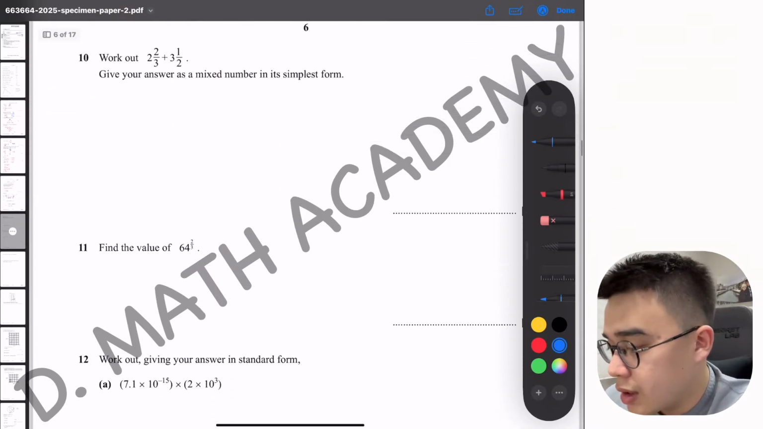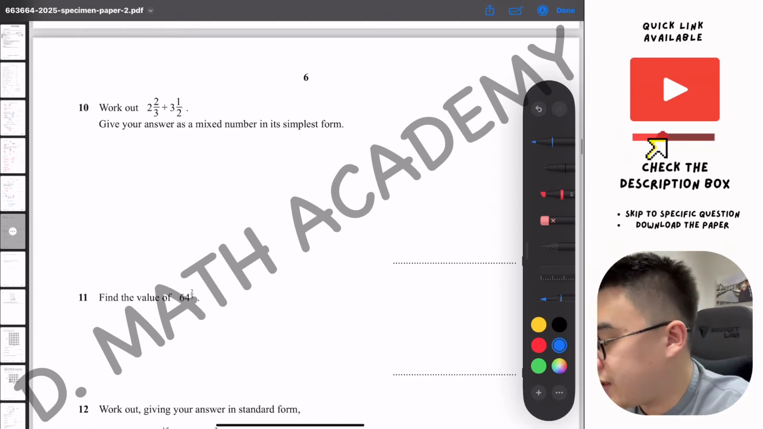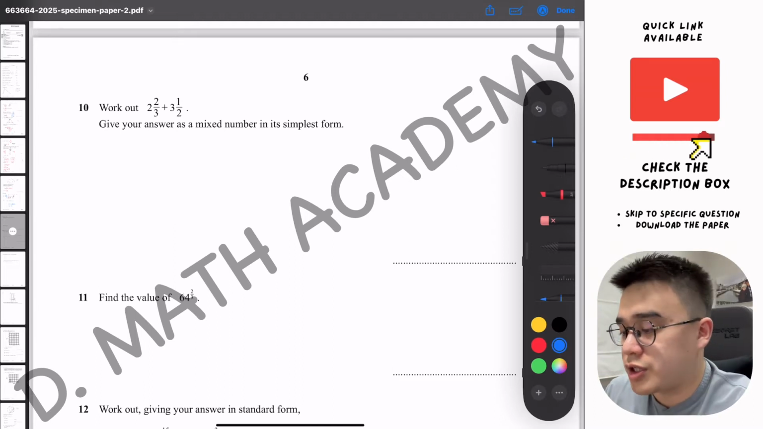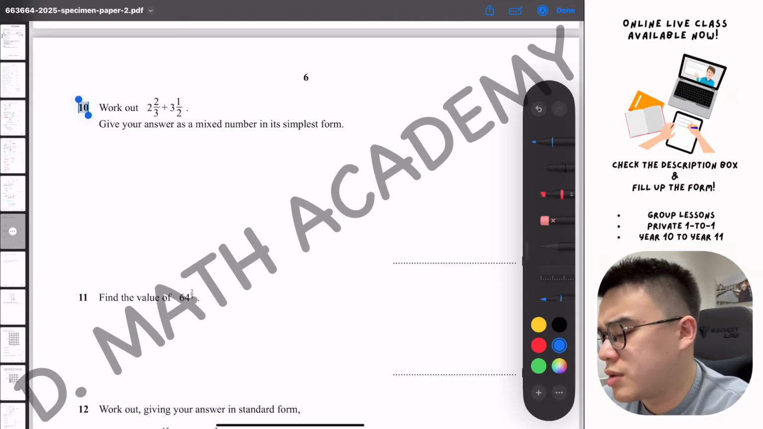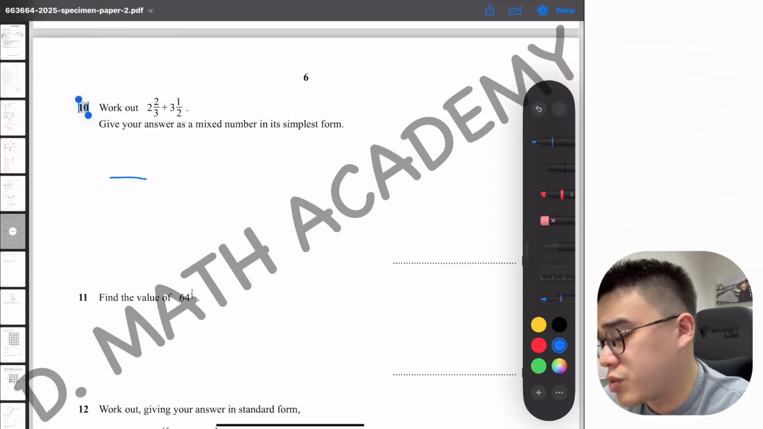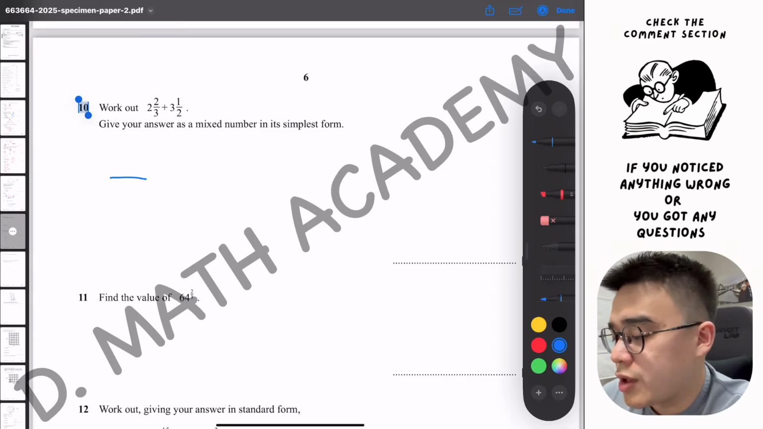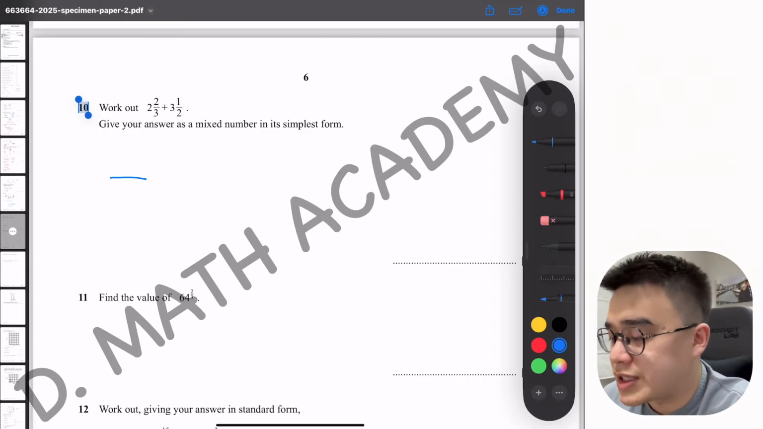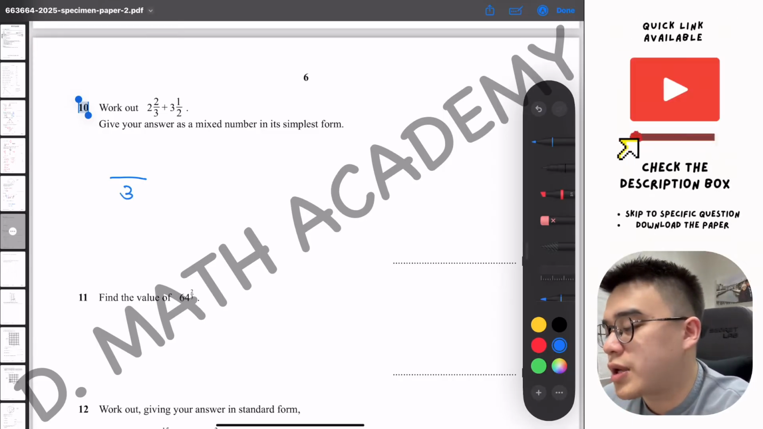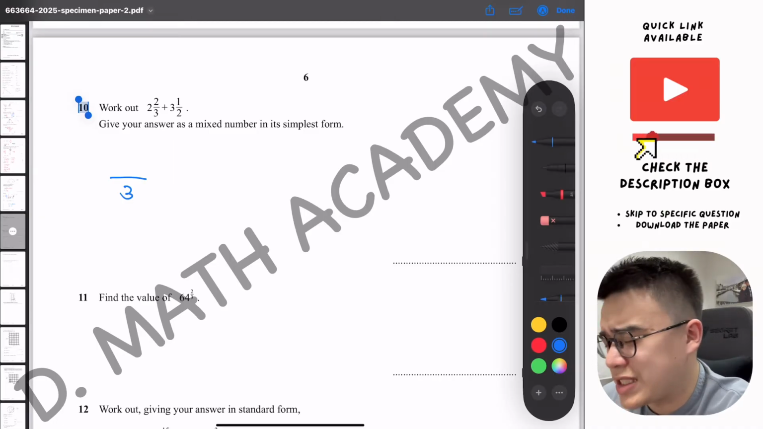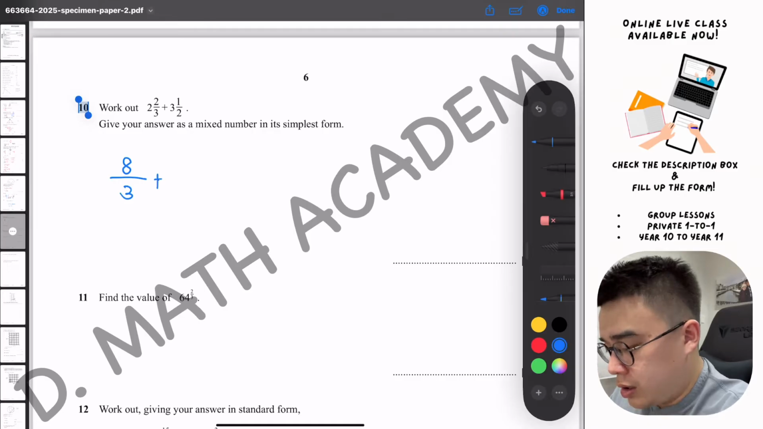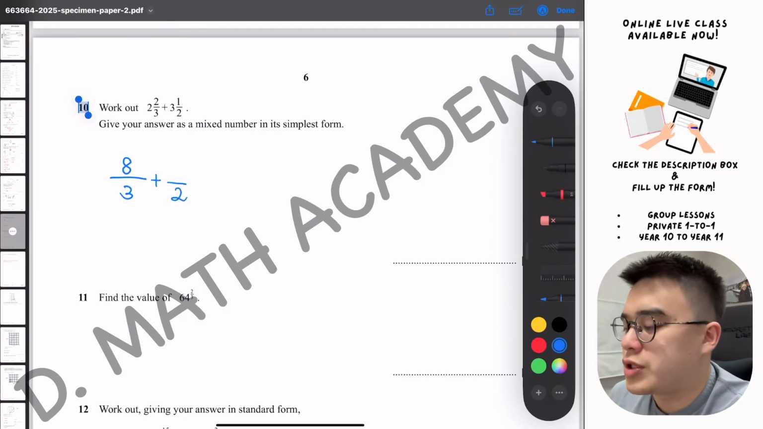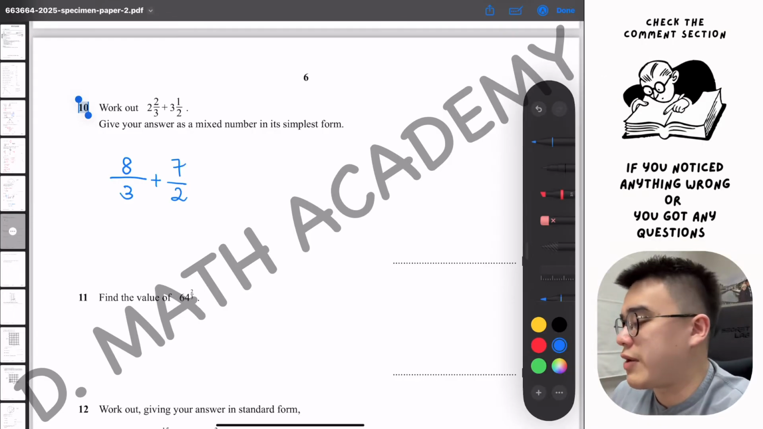Move on to question 10, where we have a fraction question here. They wanted us to make it as a mixed number. So no choice, make it into an improper fraction first will be my first step. 3 remains. 3 times 2 is 6, 6 plus 2 is 8. Same goes to the one at the back. 3 times 2 is 6, 6 plus 1 is 7.